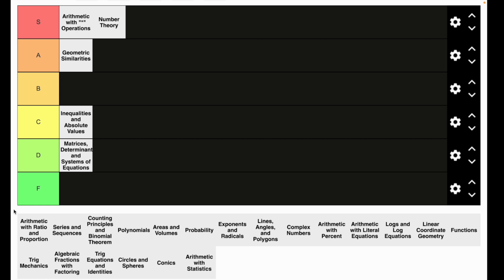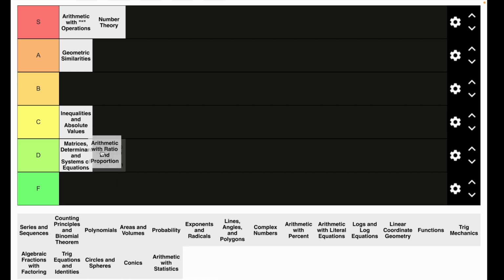So now we're going to go with Meet 2. Meet 2 usually happens around the beginning of November, and it's the next 5 categories we're going to deal with. So arithmetic with ratio and proportion. That one I'm going to put in S tier. It's a lot of what we dealt with in geometric similarities with dealing with proportions. So it's a lot of stuff we've already seen, but it's not specific to just geometry. It's just anything where we'll have ratio and proportion.